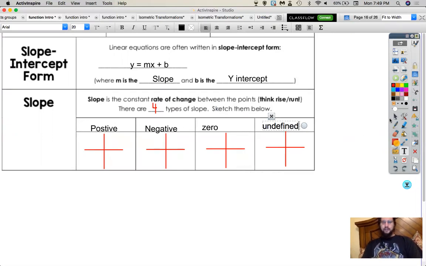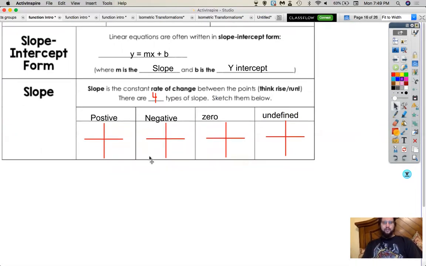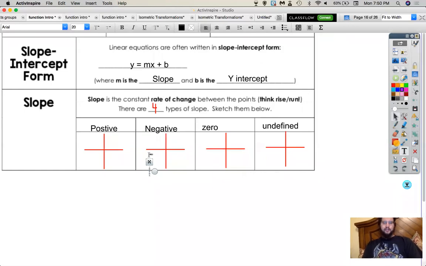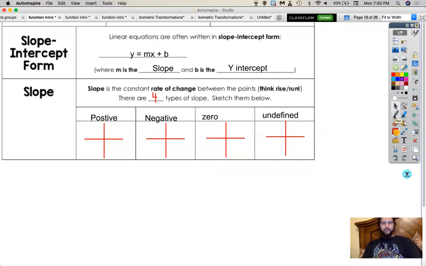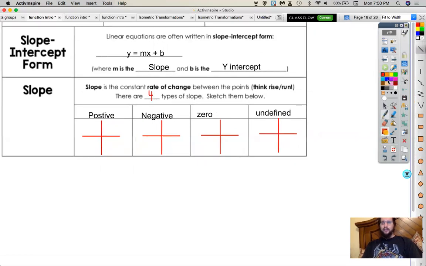I want you to think for a second. Positive and negative slopes. So what matters is whether it's going up or it's going down. Now, we live in America. In America, we read left to right. So if it's going up from left to right, that's a positive slope. So if it looks something like this, it's increasing. If we're going from left to right, it's going up.